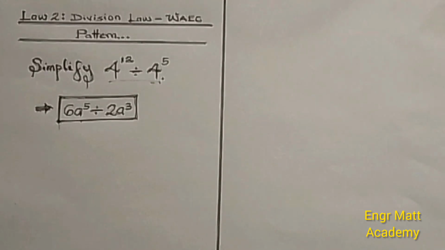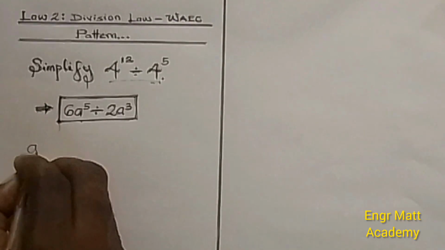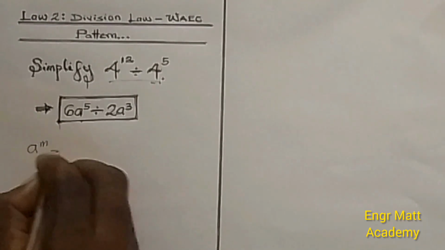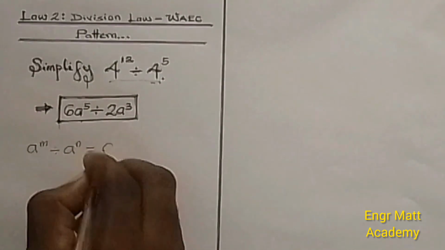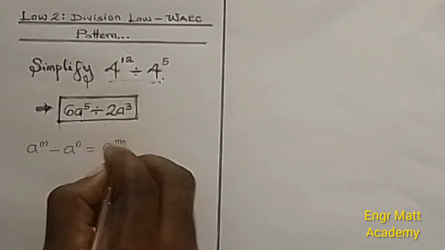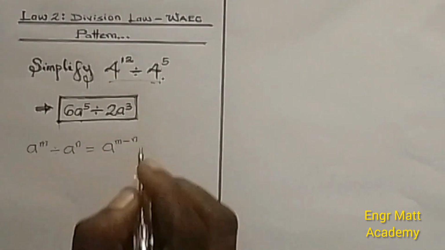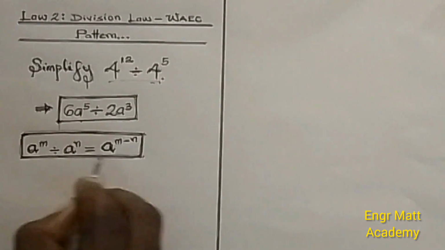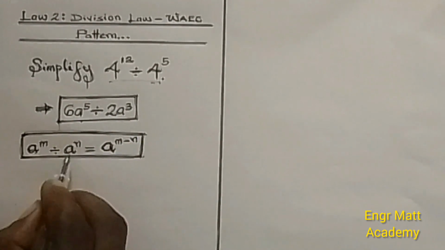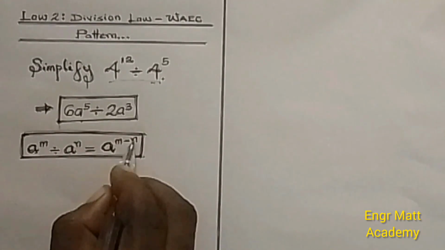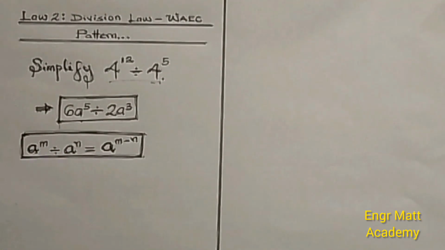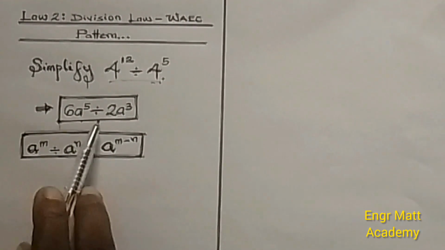But before we solve it, let us remind ourselves of the division law again. The law says a raised to power m divided by a raised to power n is equal to a raised to power m minus n. That is, when we divide numbers with the same base, we retain the base and subtract the powers. So let us use the law now to solve this problem.